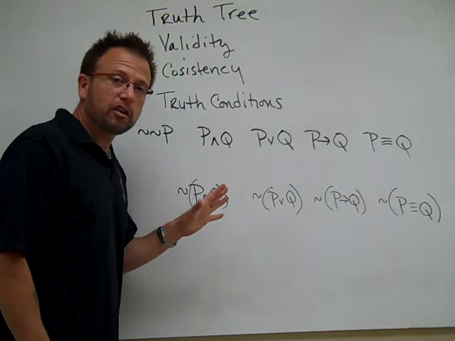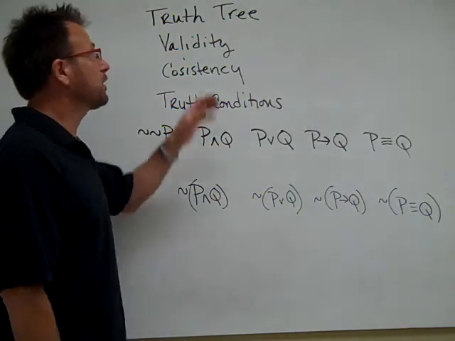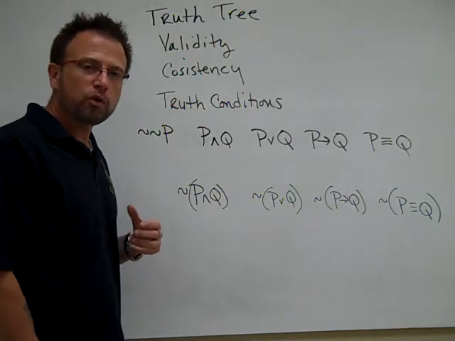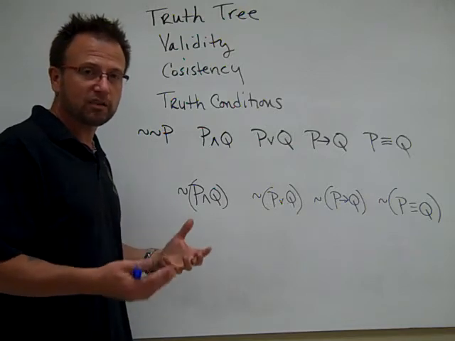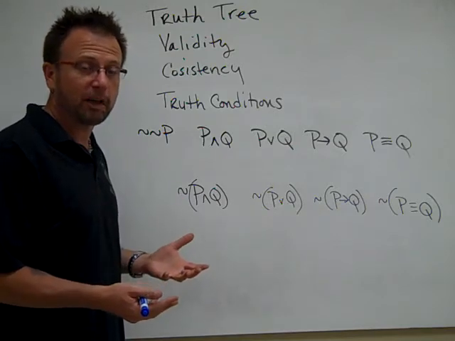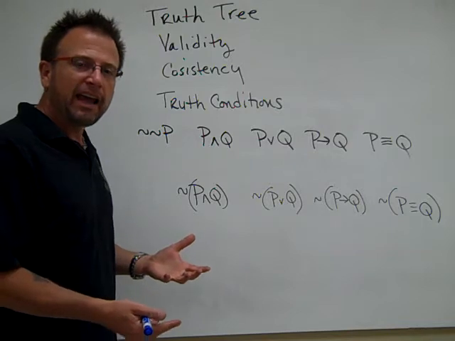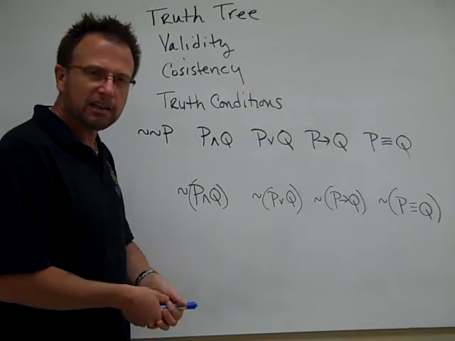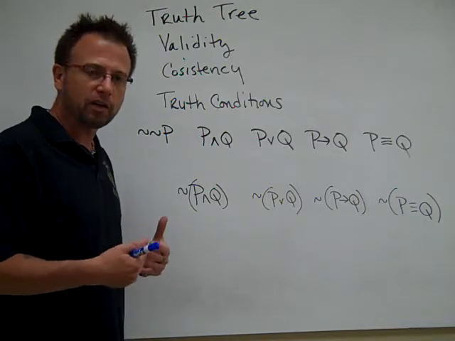Okay, the purpose of this little lecture is to give you the keys to doing what are called truth trees. Truth trees are a way to take a pre-symbolized argument, an argument that you've already put into our symbolic form, and automatically, like turning a crank, determine if the argument is valid or not.